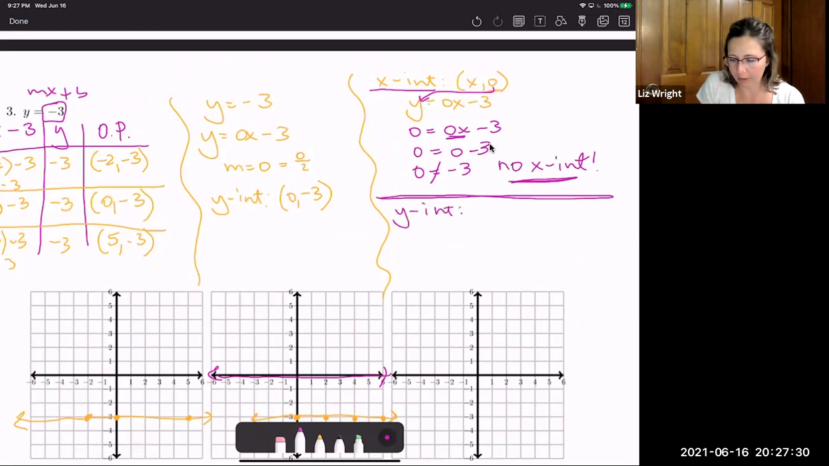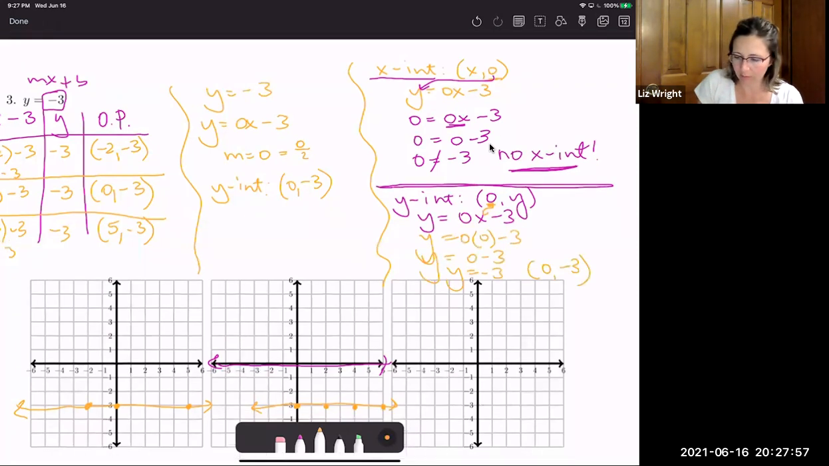So now let's figure out our y-intercept. Our y-intercept is going to be 0 comma y. And so again, we are substituting 0 in for x and solving for y. So we're taking this 0 and plugging it in right here. So we're going to have y equals 0 times 0 minus 3. And y is going to equal 0 minus 3. And y equals -3. So then our point is going to be 0, -3.